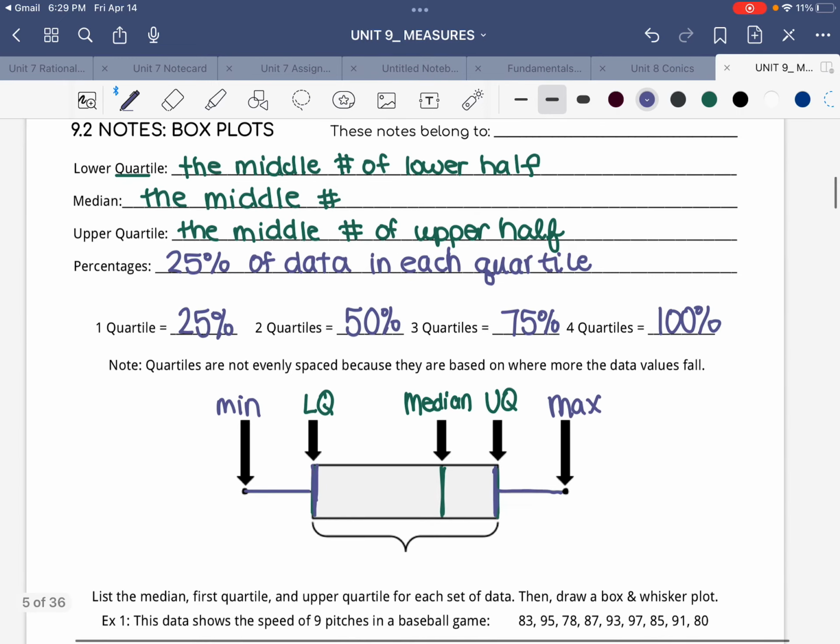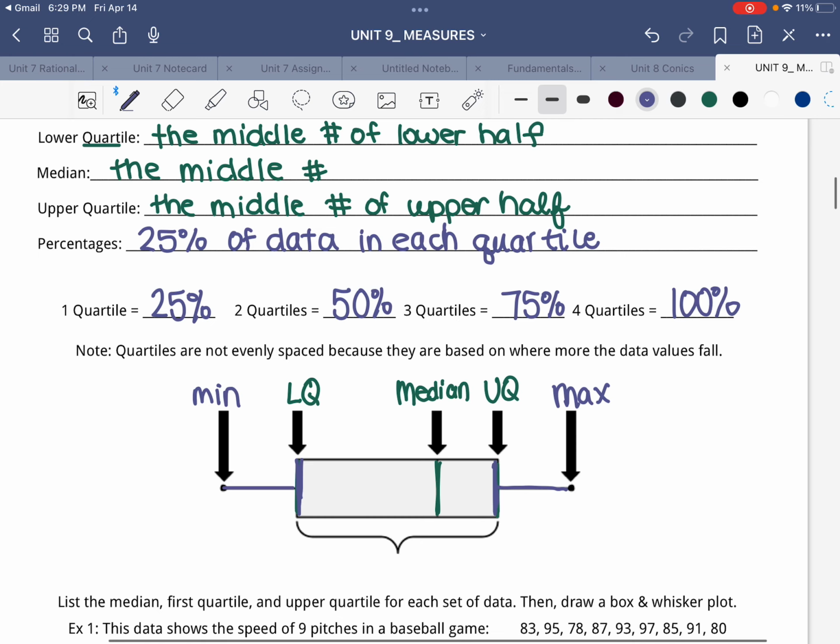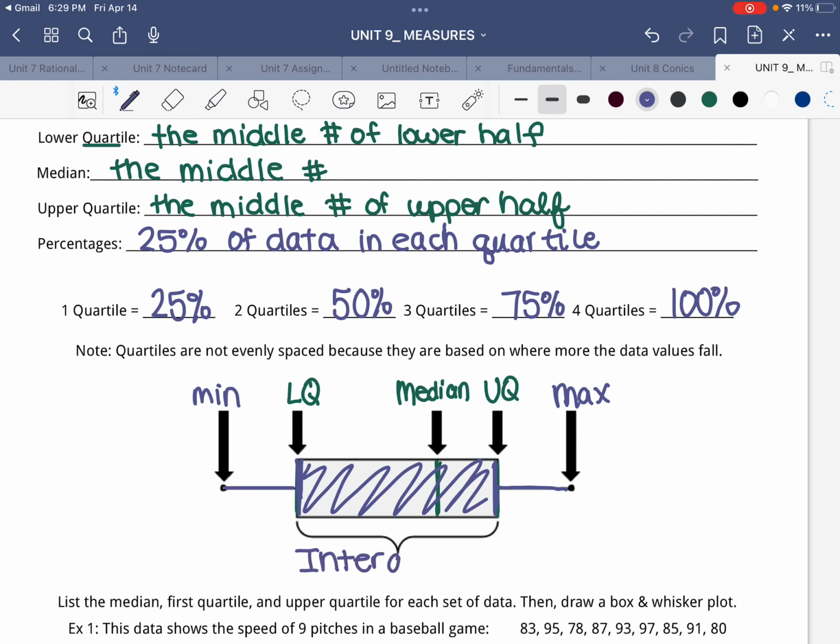Then we have a special name for the box itself. All of this area right here inside of the box is called the interquartile range. Inter means in between. Quartile means the box, because you're in between the lower quartile and the upper quartile. And we are going to calculate it by calculating the upper quartile minus the lower quartile.